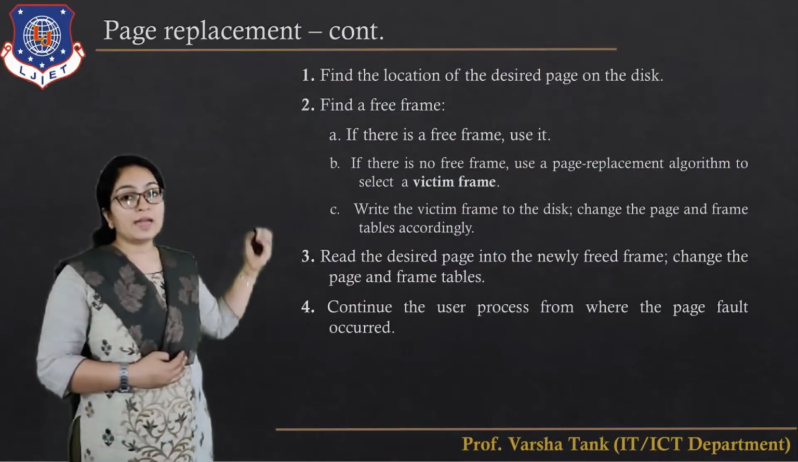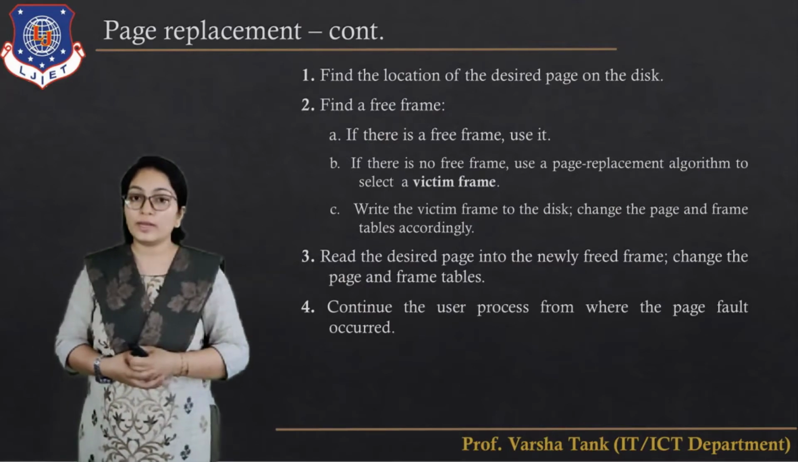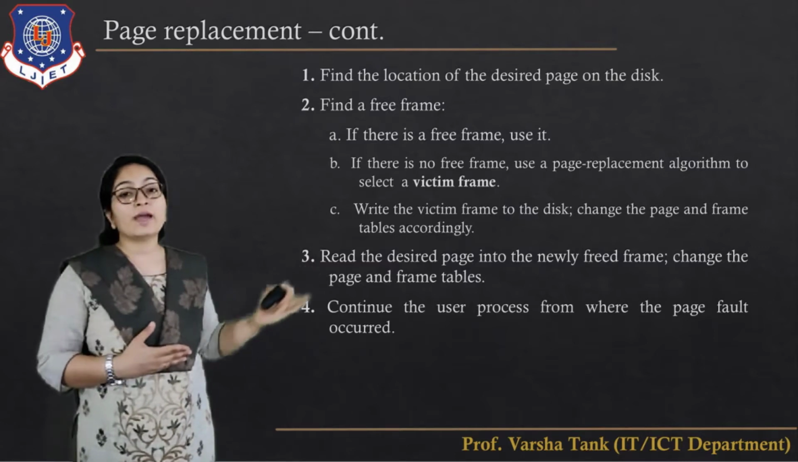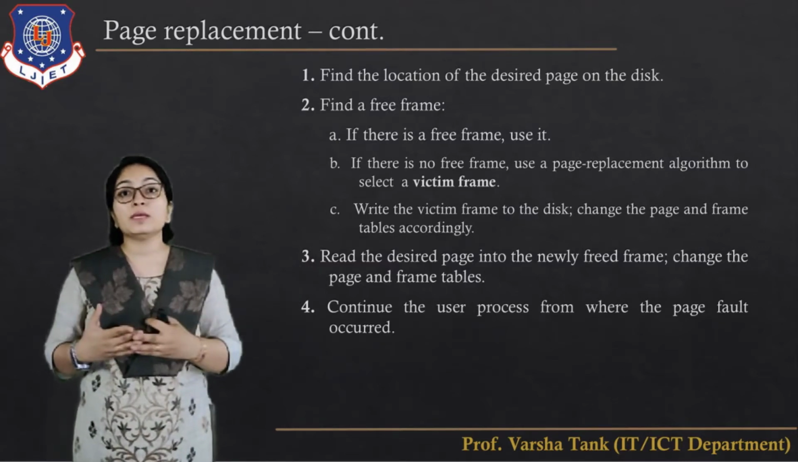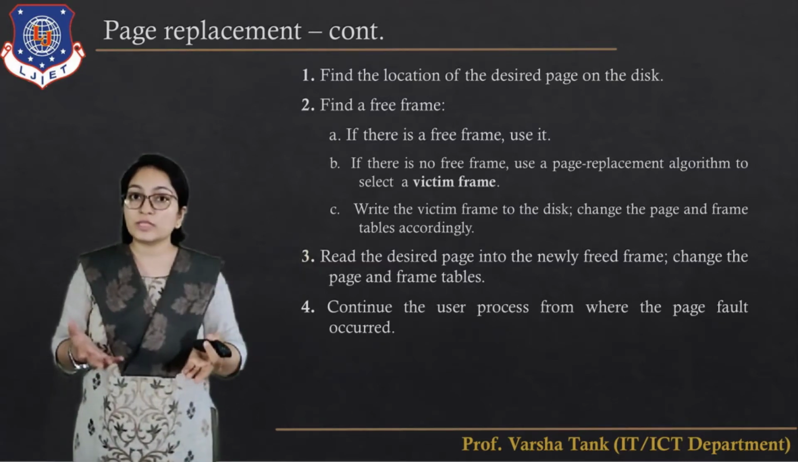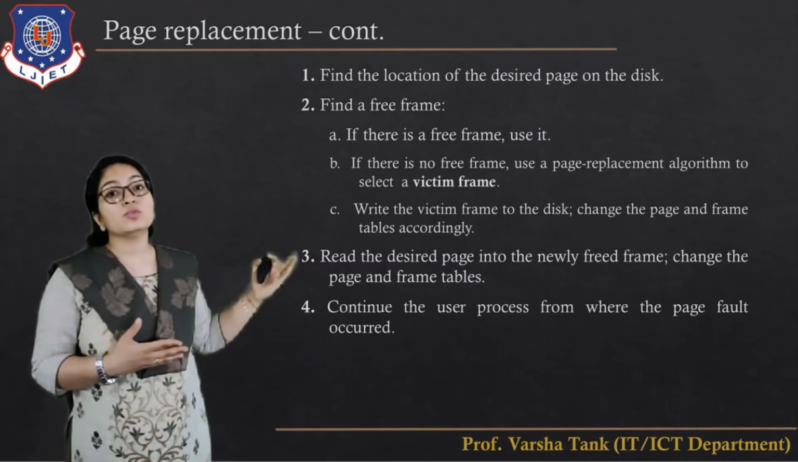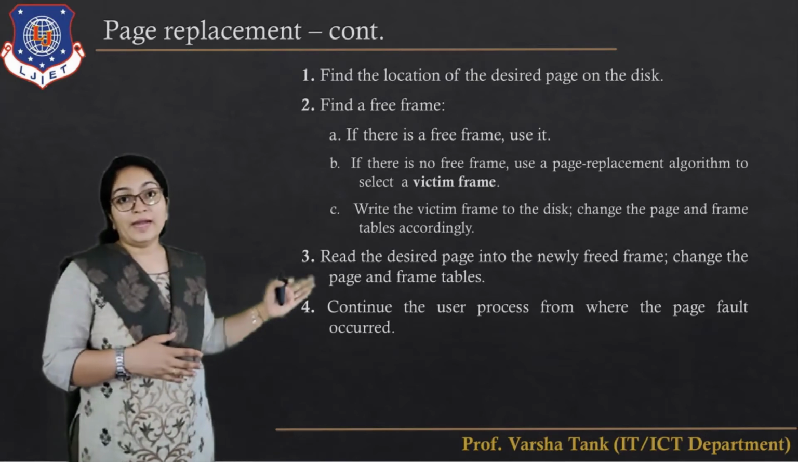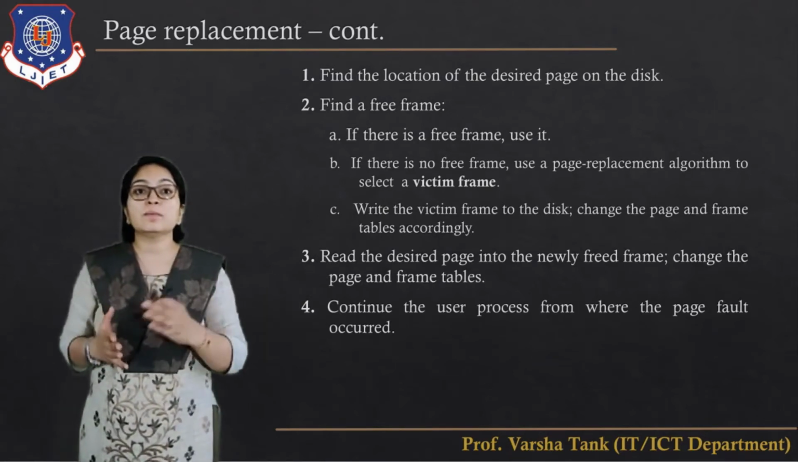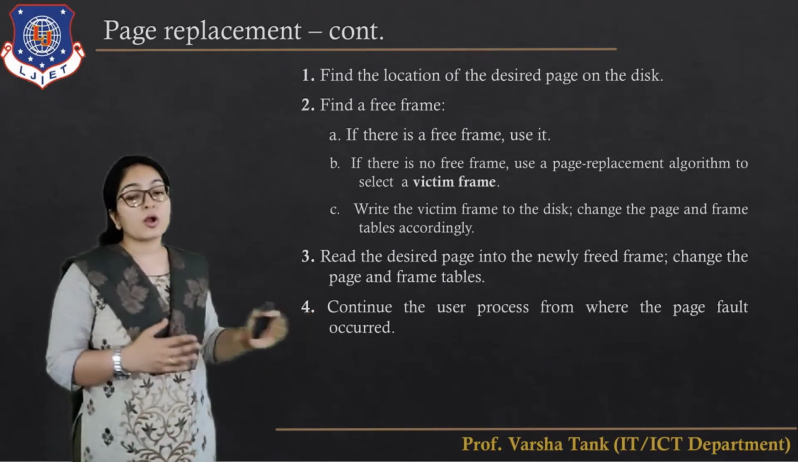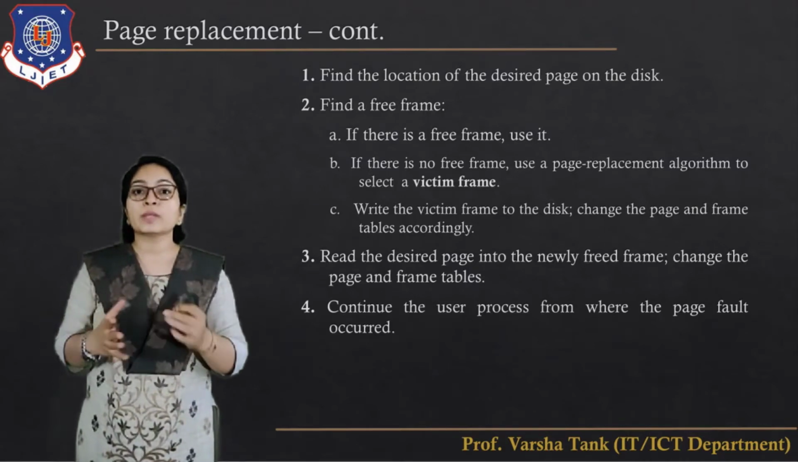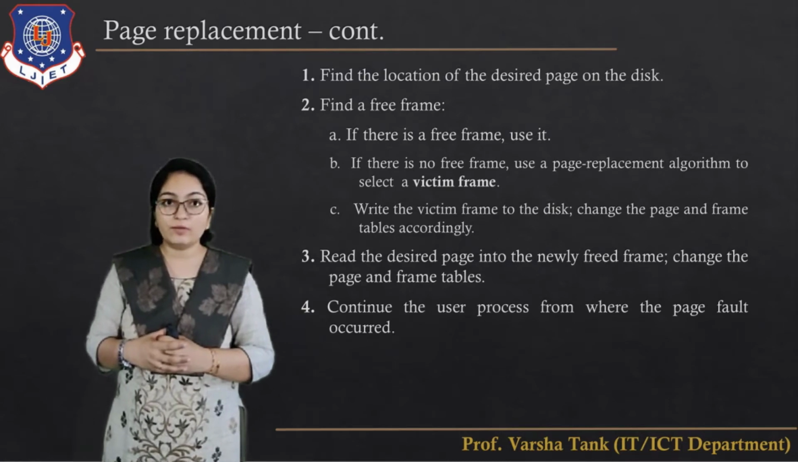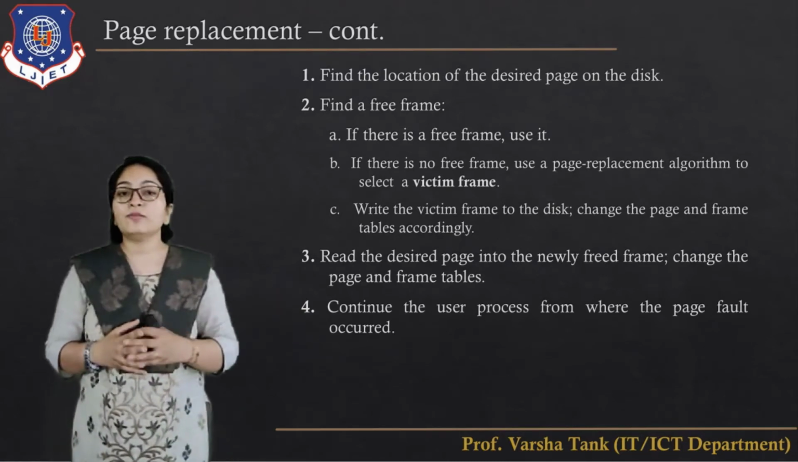Now the steps that I have explained are written over here. First, find the location of the desired page. Second, find a free frame. If there is a free frame, then use it. If there is no free frame, then use the page replacement algorithm to select the victim, and write the victim frame to the disk. Change the page and frame tables accordingly, that means set valid to invalid. Third, read the desired page into the newly freed frame and change the page and frame tables.